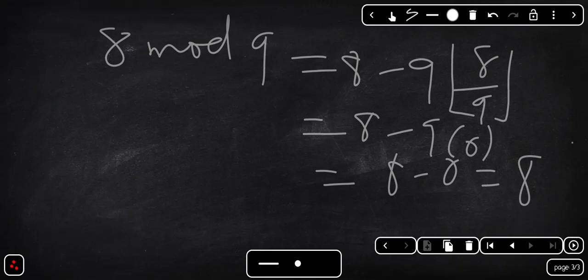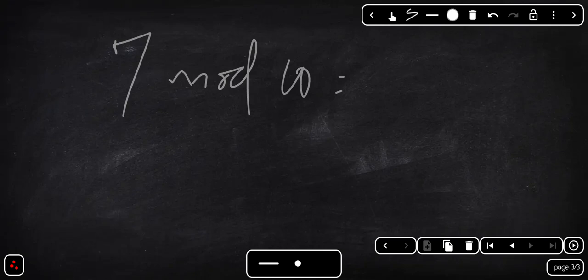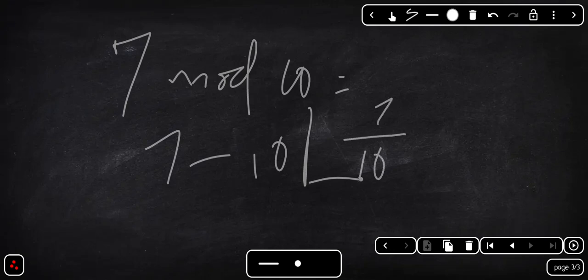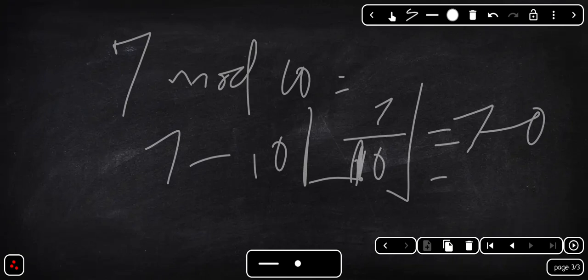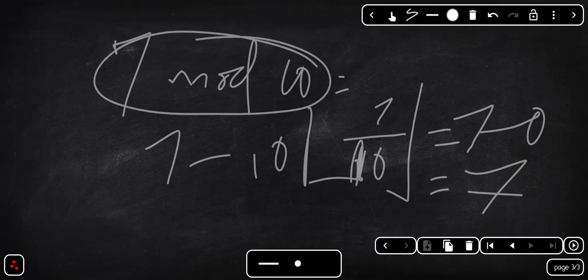Very beautiful. And the last question I gave is 7 mod 10. Your x is 7, so that will be 7 minus 10 multiplied by the floor function of 7 over 10. Don't forget, 7 over 10 will be 0.7. And the floor function of 0.7 is 0. So we are going to have 7 minus 0, which is equal to 7. So the answer to 7 mod 10 is 7.